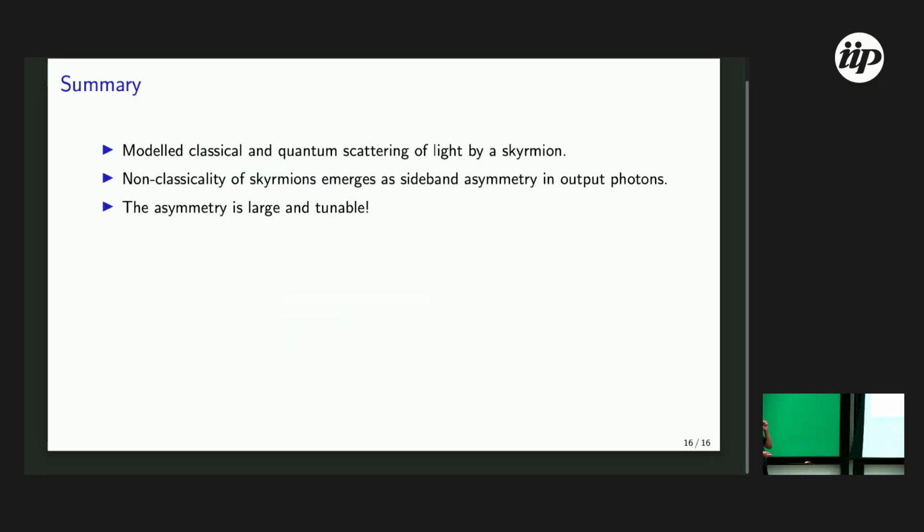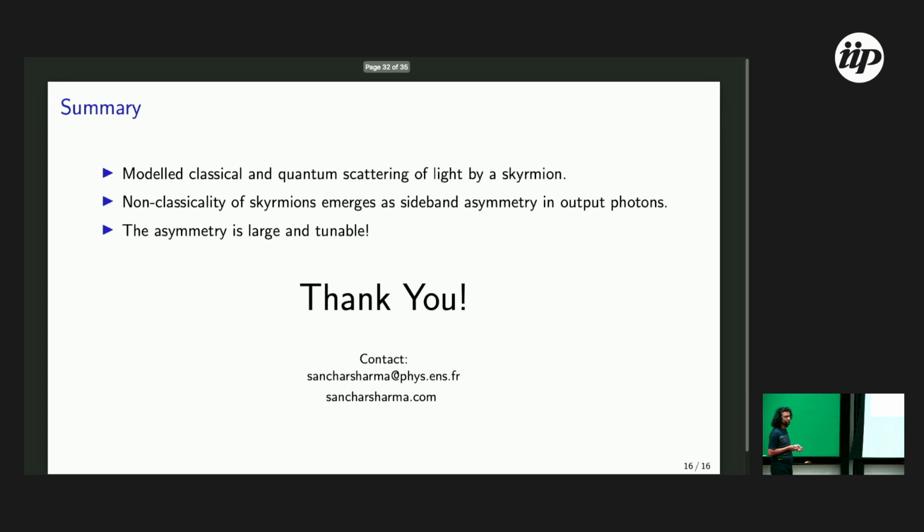I'll just hold you on the summary: we modeled different kinds of scattering with fermions and looked at the sideband asymmetry in the output photons, and that's supposed to be a smoking gun for the quantum behavior of fermions. So yeah, if it's observed, it's supposed to be a smoking gun for the quantum behavior of fermions. So thank you for your attention.